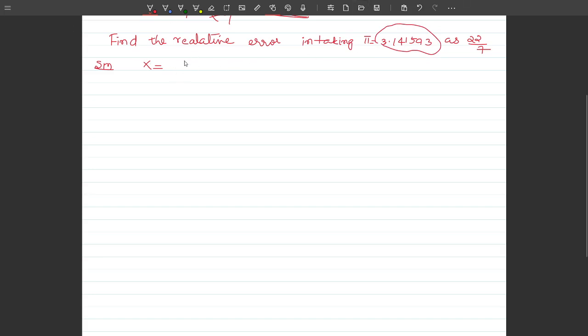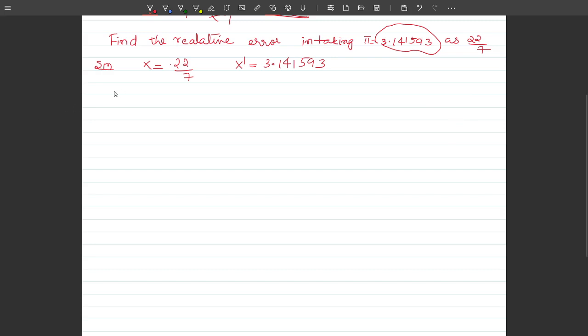Find the relative error in taking pi is equal to 3.141593 as 22 by 7. So let's see the solution. Actually 22 by 7 is the approximated value. So your actual value x is equal to 3.141593, and your approximated x dash is equal to 22 by 7. Let us substitute to calculate the relative error.